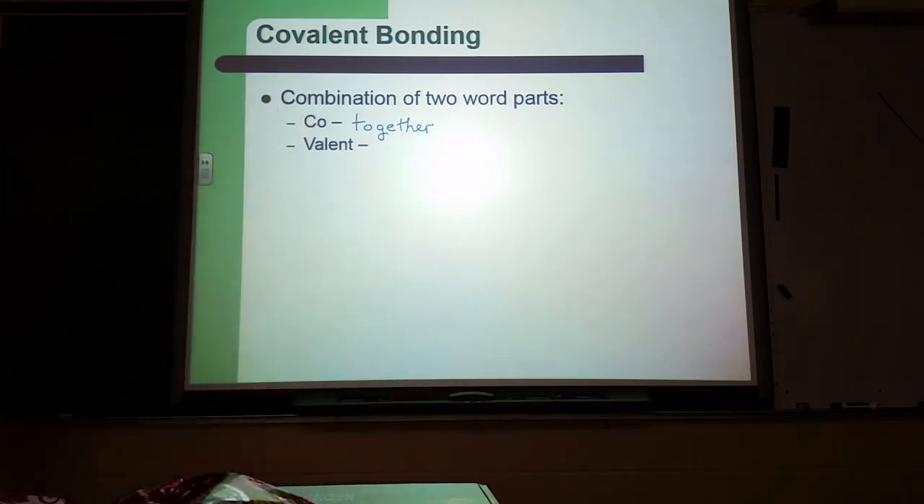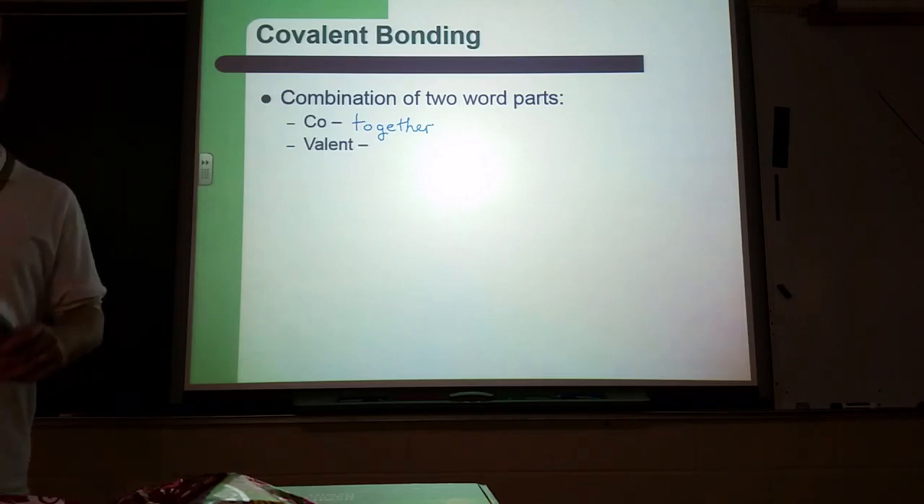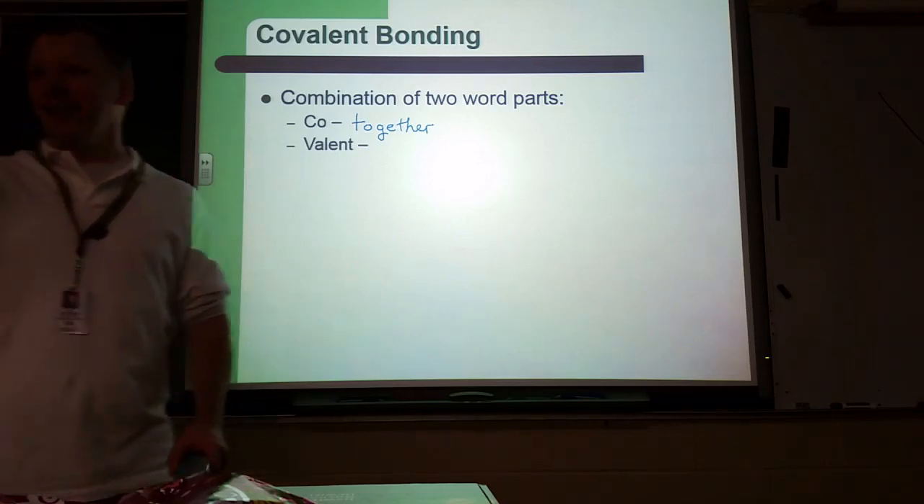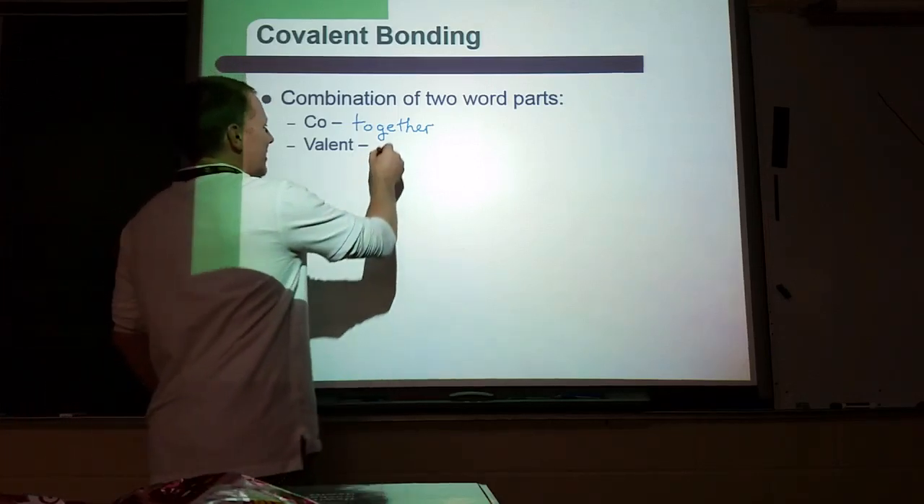What about valent? Valent, or valence, is a word that we came across the other day. It was in the column number of the periodic table. And what does that tell us? The column number tells how many electrons are in the outer shell, or the valence shell. And the valence shell means the outer shell of electrons.